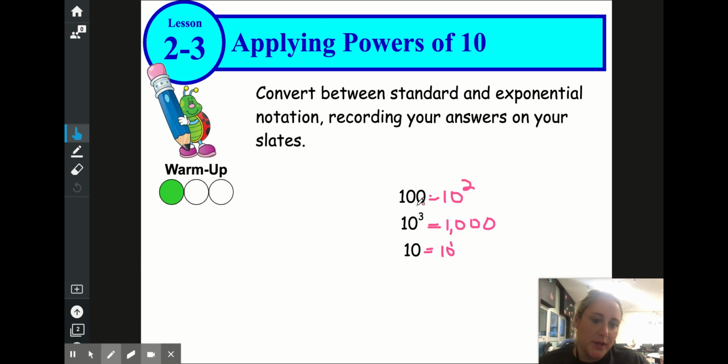Okay, hopefully you had 100 equals 10 to the second because we can see we have 1, 2 zeros. 10 to the third, you looked at that third exponent and saw that we had 3 zeros. And then 10 to the first, we have 1 zero right here. Well, 10 would be 10 to the first power.